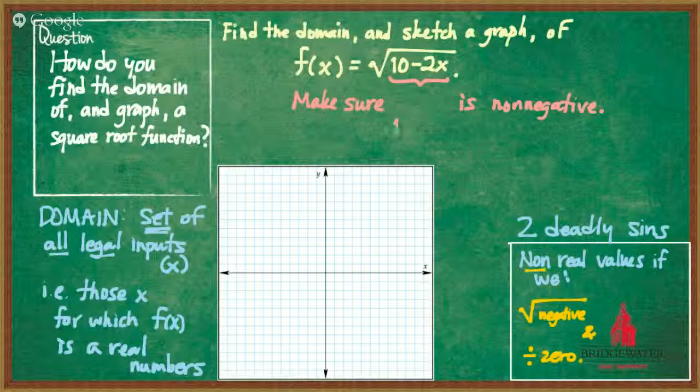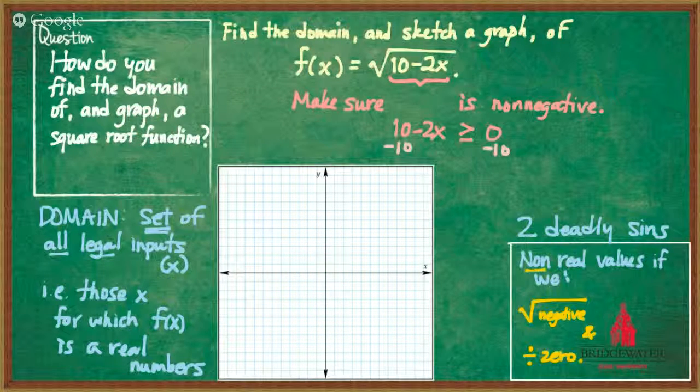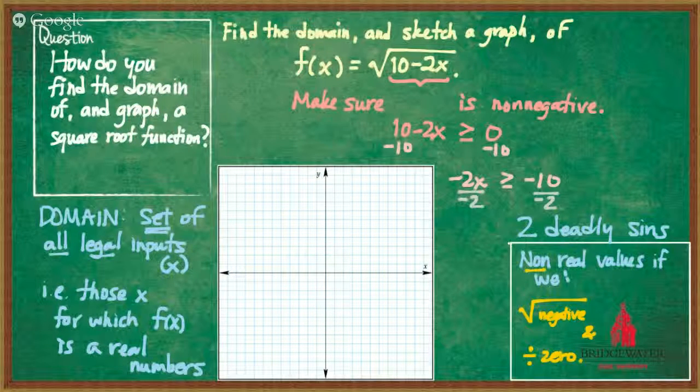And that gives away the farm here. It tells us that to find this domain, what I need to do is take that expression underneath the radical and insist that it be greater than or equal to 0. And then solve that inequality for x by subtracting 10 from both sides to give me negative 2x is greater than or equal to negative 10. And then dividing by negative 2 on the top and the bottom. And that gives me an inequality which hopefully answers our question.